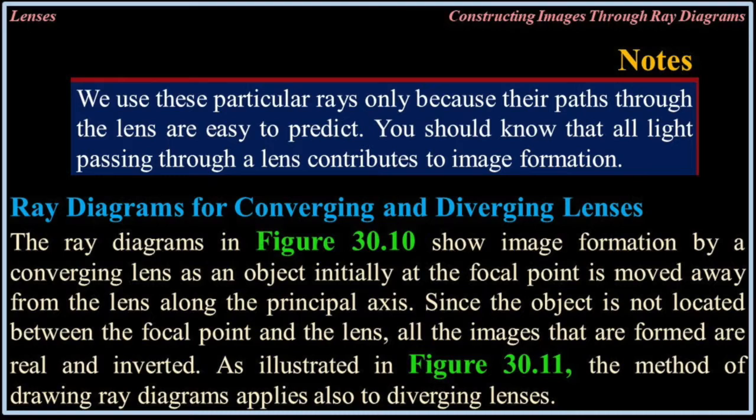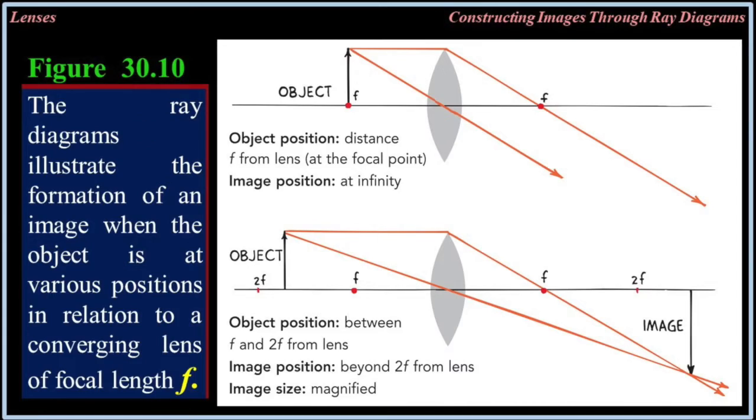Notes. We use these particular rays only because their paths through the lens are easy to predict. You should know that all light passing through a lens contributes to image formation. Ray diagrams for converging and diverging lenses.